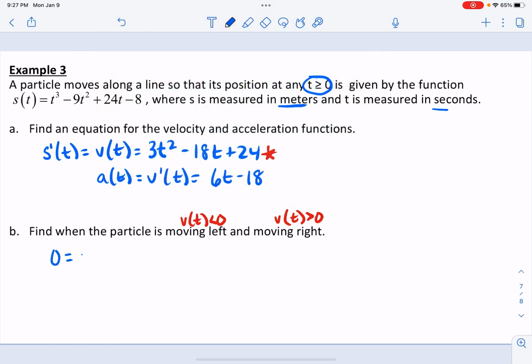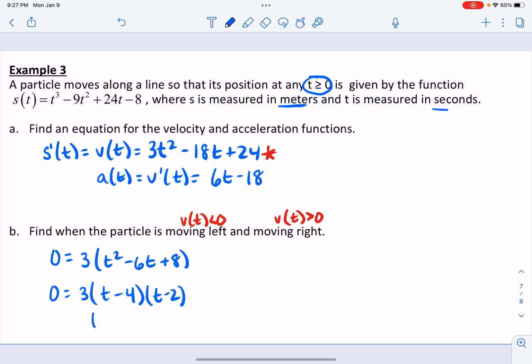So I take that velocity function. I'm going to factor out a 3 since 3 goes into all of the terms. And then I factor, so I get t equals 4 and t equals 2. So let's now do a number line chart. Since t has to be greater than 0, 0 is a stopping point. And then I put 2 on there and I put 4 on there. And our particle continues forever.